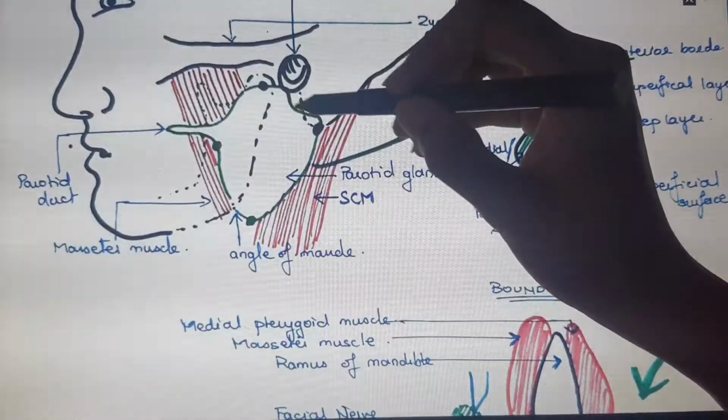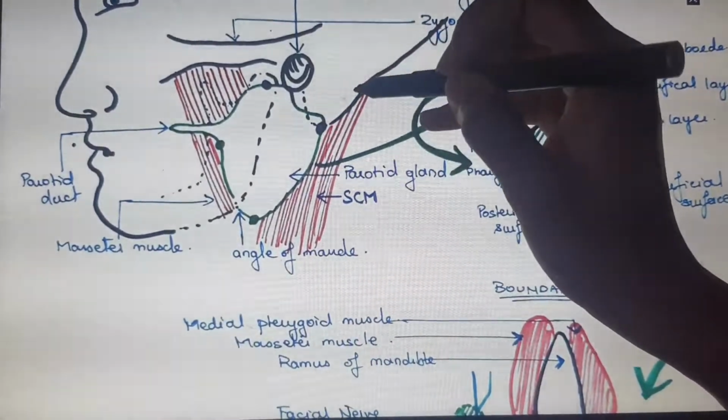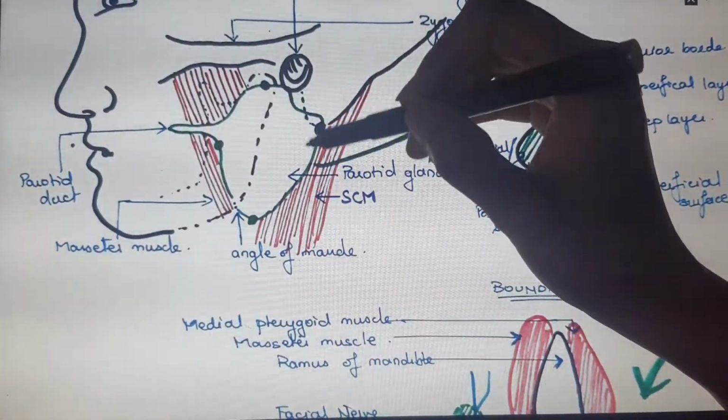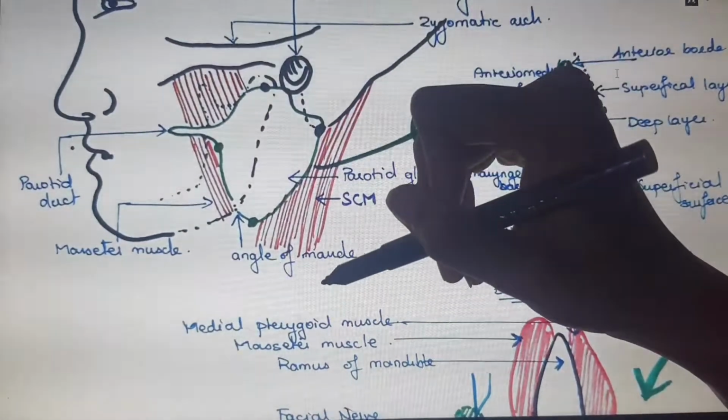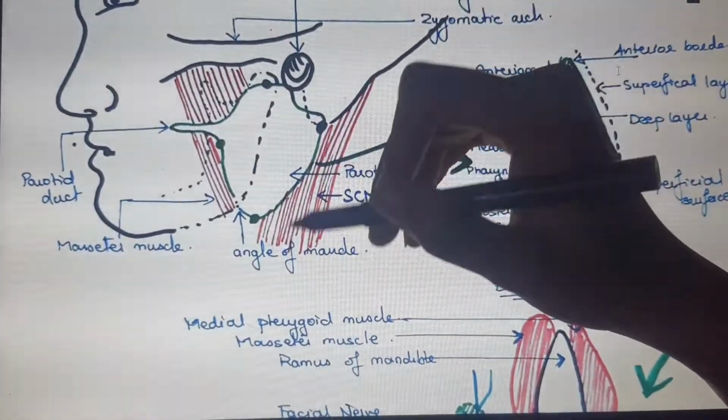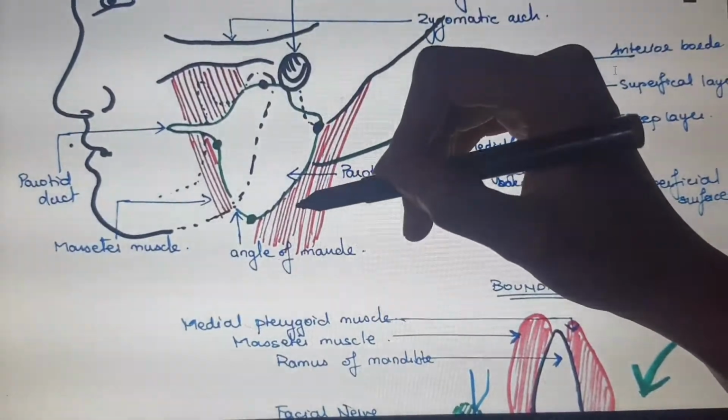The anterior medial surface is molded by the mastoid process, the styloid process, and also other structures such as the sternocleidomastoid muscle and the posterior belly of the digastric. It cannot be appreciated in this diagram.